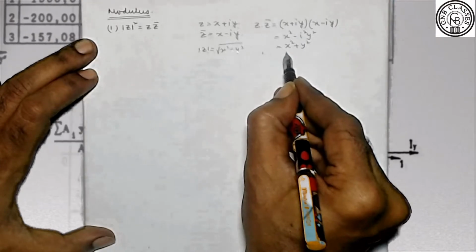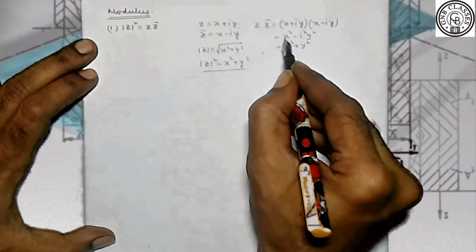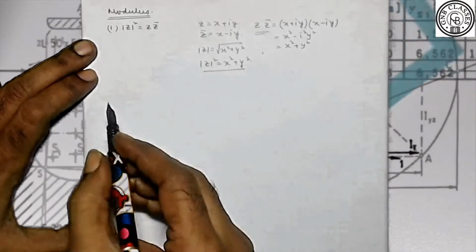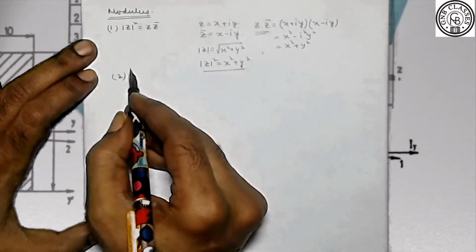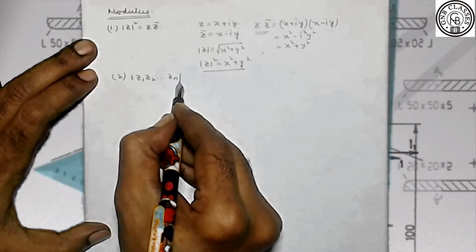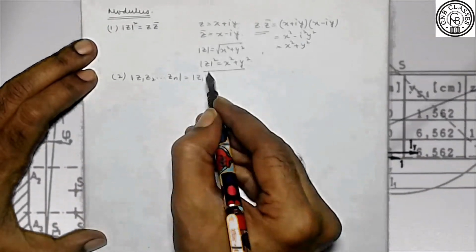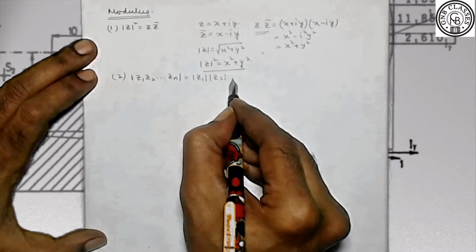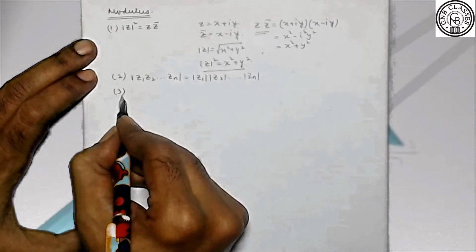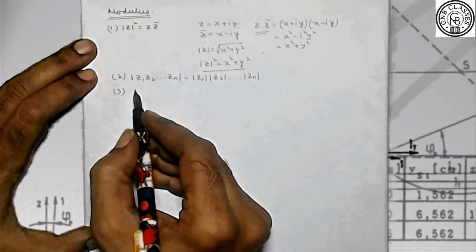Therefore, mod z square is nothing but your z z bar. So this is the first property of modulus. You must remember it. Number 2. Modulus of the product of n complex numbers is the same as the product of the moduli of the individual complex numbers. Okay? Remember this. Third one. This is a very important thing. This came from the triangular law of inequality.